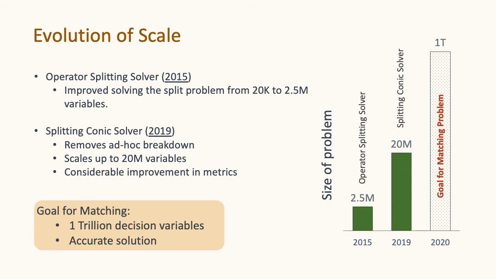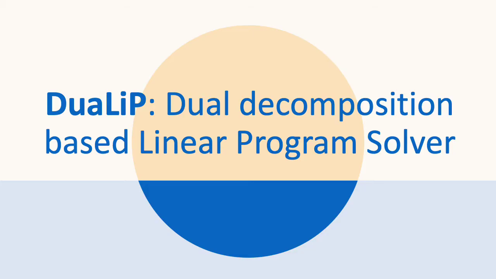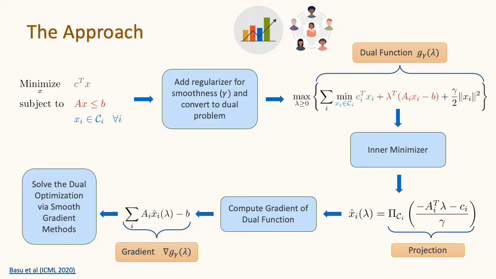And we set ourselves the goal of solving an LP formulation with at least 1 trillion decision variables, with a focus on an accurate solution. And that was our goal for Dualip. Dualip is our open source linear programming solver that can solve extreme scale matching problems and can support a wide variety of projection operators.